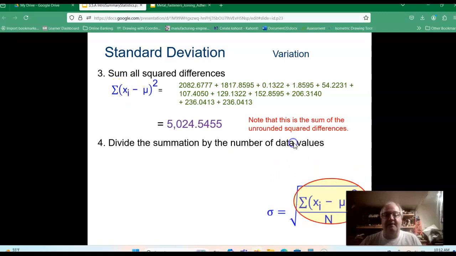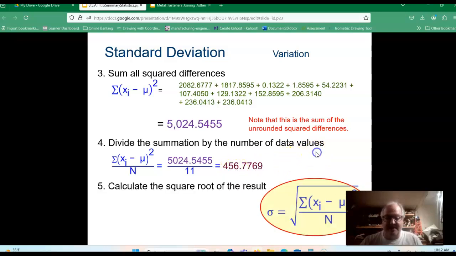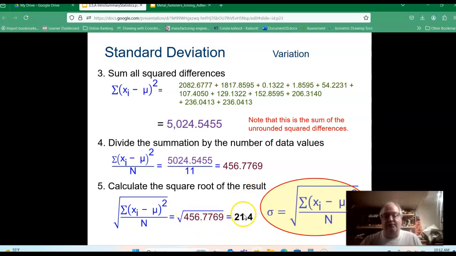And we will divide that by the number of our data values. In this case, we end up with 456.7769. Then we will take the square root of the result. Once we have the square root, we're equal to 21.4. Now, you can plug and chug the square root of 456.7769 into your calculator.